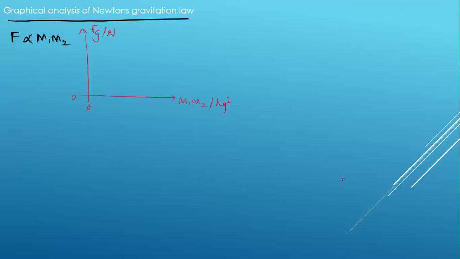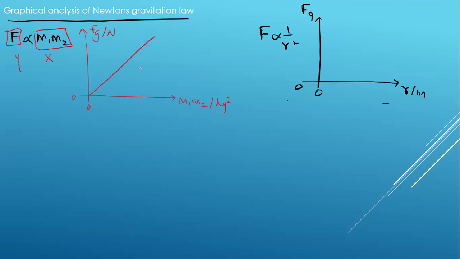Okay, let's do the graphical analysis of the gravitational force. That's quite simple. The product of masses is taken along the x-axis and the force is taken along the y-axis. As both are directly proportional to each other, it would be a straight line through the origin. For the second, it's the inverse square law. It is Fg against r. If you increase r twice, the gravitational force is going to decrease 4 times because this is r square and you have plotted r.